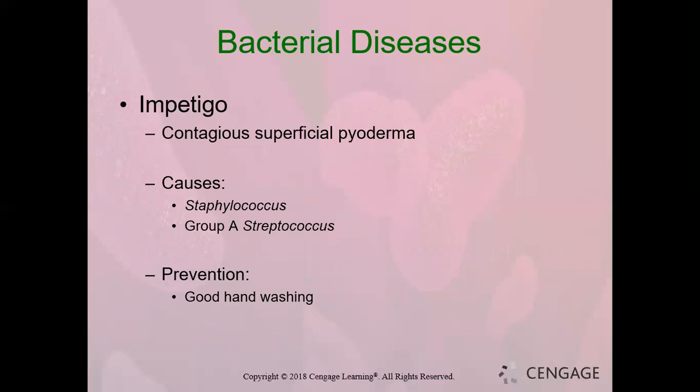Impetigo is contagious. It's caused by staph and group A strep. When I was little, they used to tell us that we would get this by picking our scabs. I don't know if that's altogether the case, but it has crusty yellow lesions once it turns into impetigo. Good hand washing is prevention.